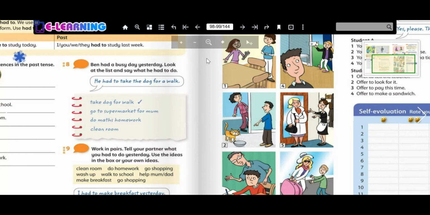Okay, so number 2, he had to go to the supermarket for mom. Number 3, he had to do maths homework. Number 4, he had to clean room. That's right.